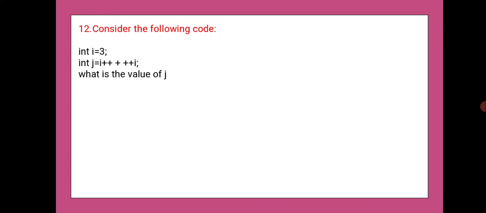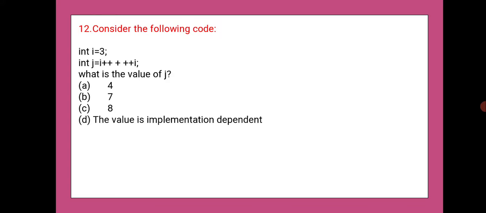Consider one more code: int i equal to 3, int j equal to i plus plus, plus pre-increment plus plus i, semicolon. What is the value of j then? Is it 4 or 7 or 8? We can say that the value is implementation dependent because it is not defined in standard C.